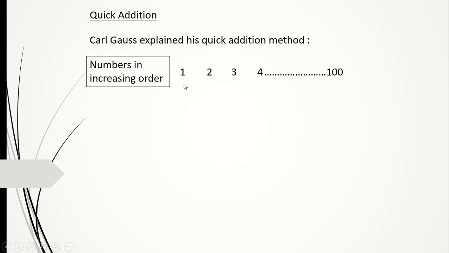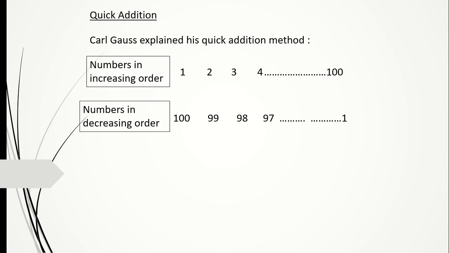He arranged those numbers from 1 to 100. Now, first 1 to 100 is already arranged. He first wrote them in increasing order. Then he wrote them in decreasing order, that is, in the reverse order. Then he took a sum of the corresponding numbers. The first number and the last. Then the second and the second last. Third and the third last. Like that he went on adding all the numbers. So he added all those 100 numbers in this way.